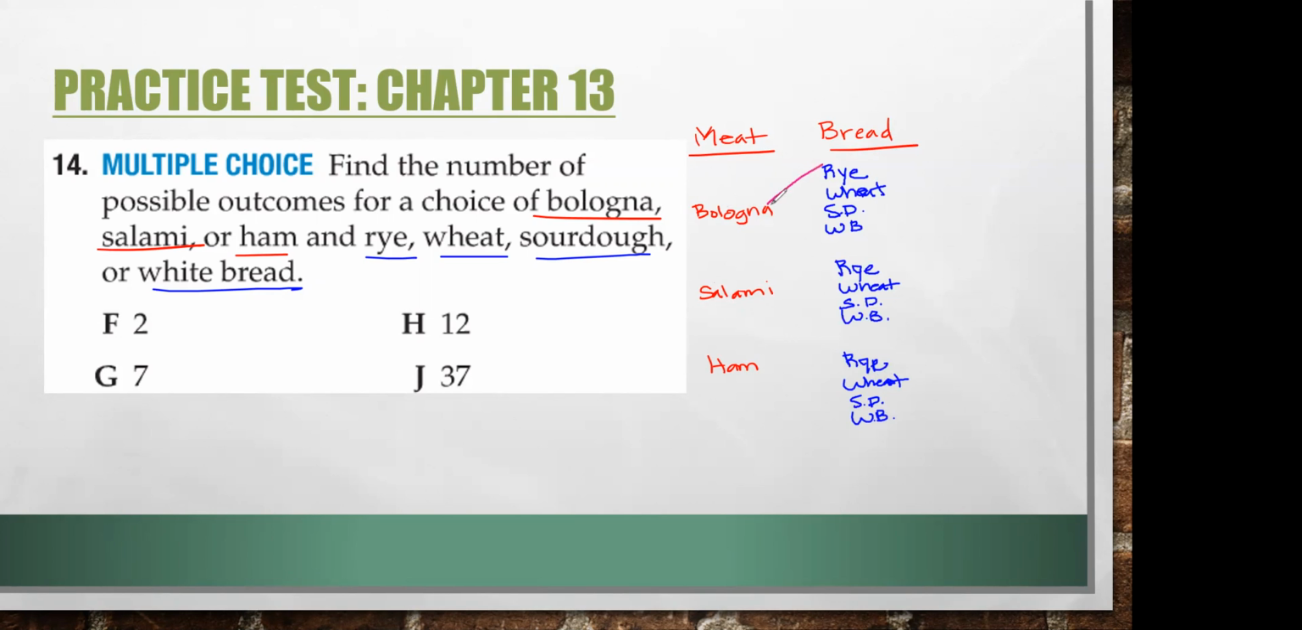Okay, so then I would put these lines. So bologna can have rye, wheat, sourdough, or white bread. Same with salami, and same with the ham. So I end up with a total of 12 total outcomes. I also could have done 3 times 4 because there's 3 meat options and 4 bread options, and that also equals 12. So there's 12 total outcomes, so that would be H. Okay.